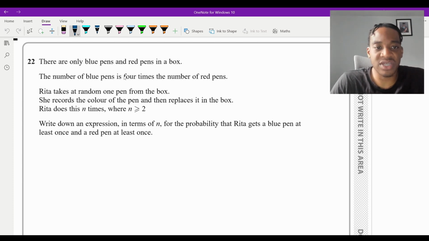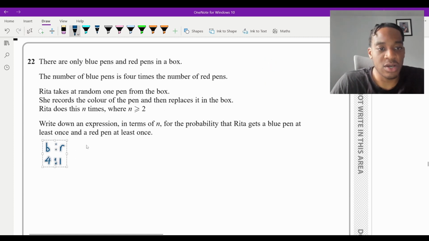Now, whenever you see this type of expression here, we can formulate this into a ratio, right? So I'm going to just write B and I'm going to write R here. Now, if the number of blue pens is 4 times the number of red pens, that means that for every 4 blue pens, there's 1 red pen. So we can say that the ratio of B to R is 4 to 1. Now, why is this helpful? Because this actually allows us to work out what the probability is of both of them. So what I'm going to do is I'm going to put this here, bring this here.